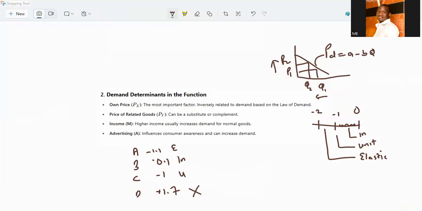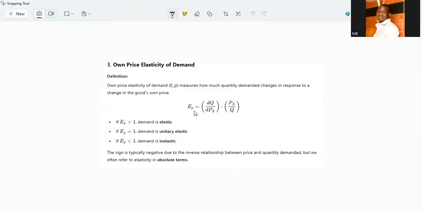So to understand these elasticities, we have, I repeat, what we call own price elasticity of demand. What is own price elasticity of demand? This measures the quantity demanded in response to a change in its own price. So it's given by elasticity = dQ over dPx times the price of x over the quantity. So you can use a shortcut, which is given by b, which is a gradient, times price of good x over quantity of good x.